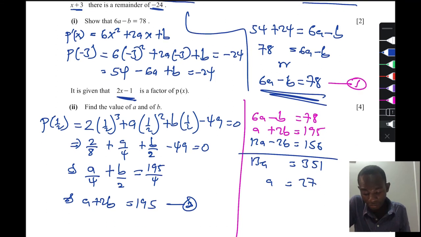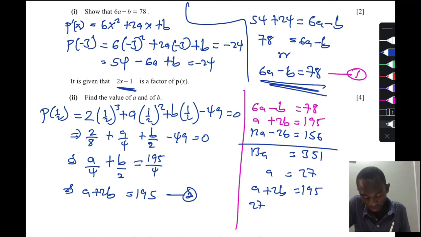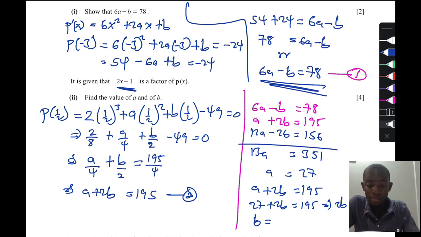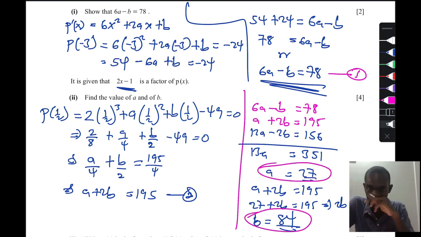Now we can find b. From the second equation, a plus 2b equals 195. We know a is 27, so we have 27 plus 2b equals 195, which implies that 2b is 195 minus 27. 195 minus 27 gives us 168. So b is 168 divided by 2, giving us 84. So these are your answers: a is 27, b is 84.